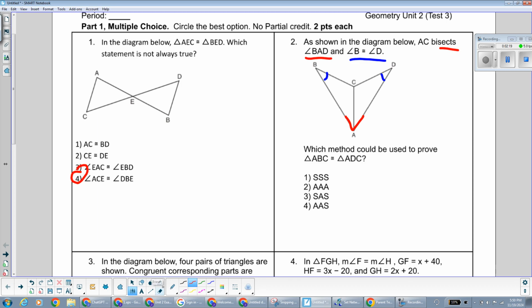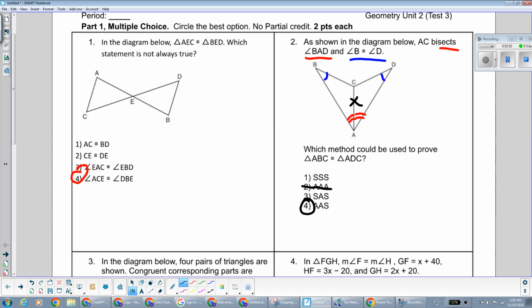And if it's getting bisected, it means it's being split into two equal halves. So I'm going to mark those two equal parts. We have this half and we have this half. And notice how the two triangles are connected, they're touching. They both share side AC. AC is part of this triangle. AC is part of this triangle. It's congruent to itself by the reflexive property. So we have angle, angle, side. And answer choice 2 is totally wrong.